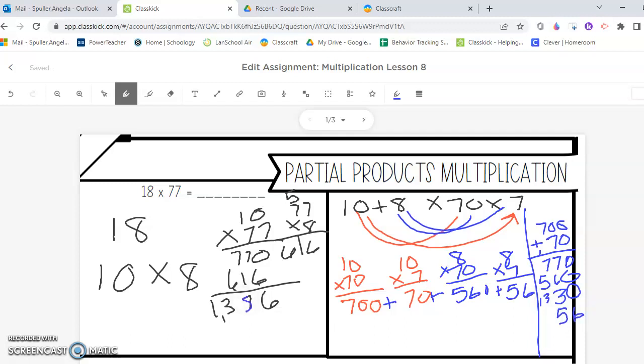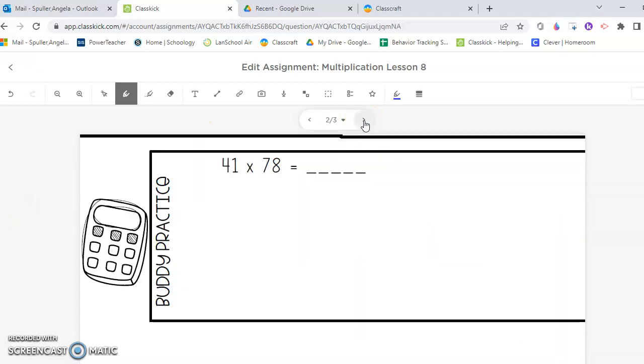I did this wrong. This should have been 8. Excuse me, I forgot to add the 1. 6, 8, 1, 3. All right, good job. All right, moving on. I'm going to show you both ways again.